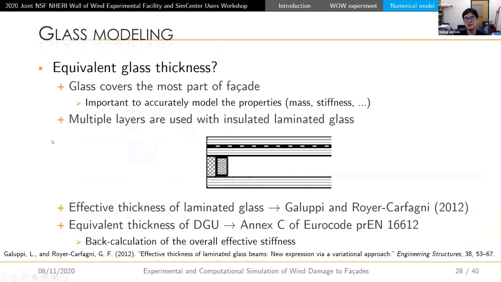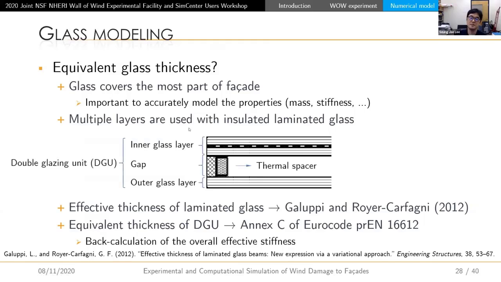Glass modeling is important because glass covers most of the facade. So it significantly affects the dynamic behavior of the facade system. And so it is of great importance to accurately model those properties, including mass, stiffness, and so on. But modeling glass is not really quite straightforward in case there are multiple layers with insulated laminated glass, which is actually our case.